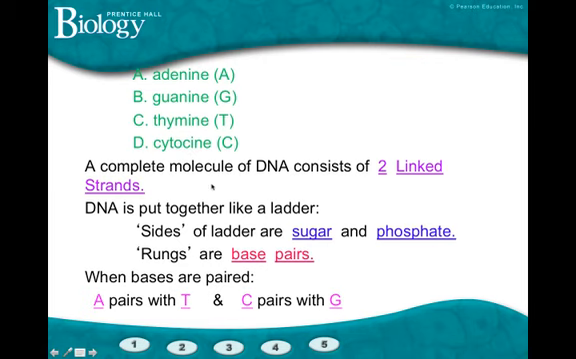So a complete molecule of DNA consists of two linked strands together. So DNA gets put together like a ladder. The sides of the ladder are sugars and phosphates, while the rungs are those nitrogen base pairs. So I say base pairs because that's what makes up the rungs of the ladder, the part that you'd literally step on. The bases get paired because adenine and thymine fit together, and cytosine and guanine fit together. Now, the reason they fit together is because they're just like puzzle pieces. Their chemical structure is configured in such a way that they fit together like puzzle pieces.